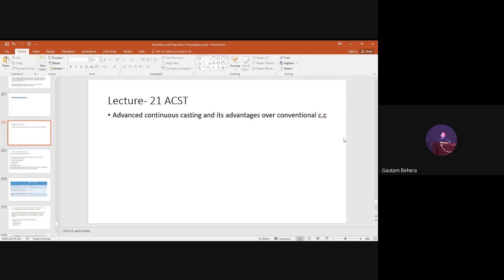And also, we have discussed many advantages of continuous casting, like the loss of metal will be less. We can get 100% yield, and we can have less segregation. We cannot avoid segregation completely, but we can have less micro and macro segregation. We can prevent reoxidation and resulfurization, and we also can get good mechanical properties in the cast product.